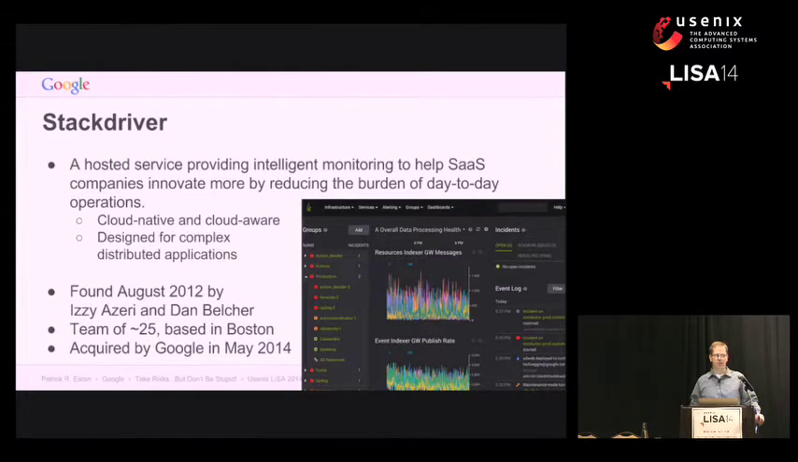What we like to say was that with Stackdriver, you can spend more time on dev and less time on ops. You can focus on the stuff that you enjoy most and the stuff that, quite frankly, probably makes you money.